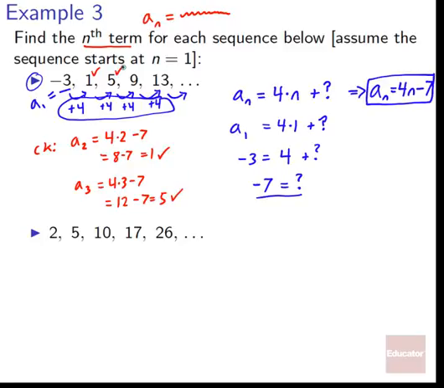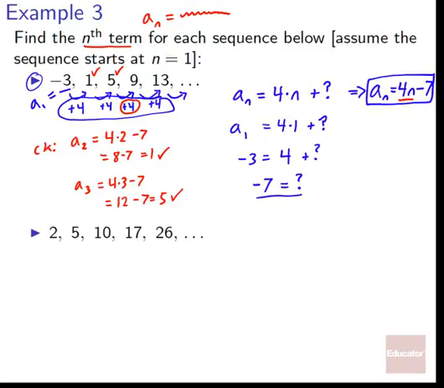And we can see going along this method that this is going to wind up working because we've got this 4n here, so every time we go forward another term, we're going to wind up adding another 4, which also represents our pattern of plus 4 each time. So makes sense. We've got our answer. The general term for that sequence is an equals 4n minus 7.